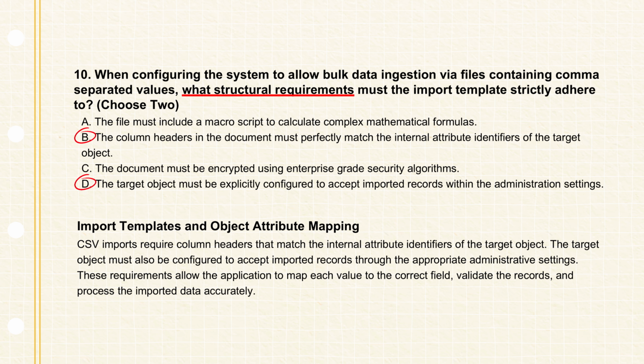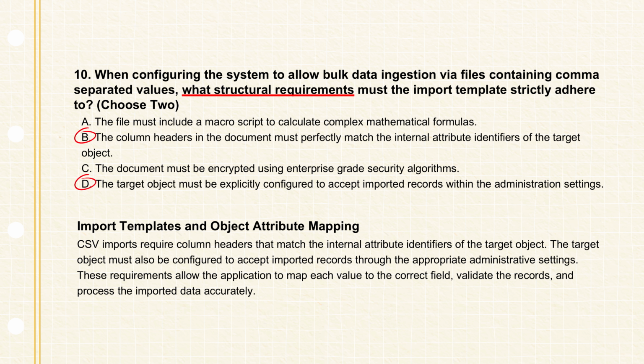The CSV columns must correspond to the internal attribute identifiers expected by the target object so the system can map imported values correctly. The target object must also be enabled for importing through the appropriate administrative configuration. Let's use a physical mailroom analogy for this to really break it down. You are dropping thousands of envelopes into the system. The first requirement, B, means the envelopes must be addressed perfectly. The CSV headers can't just be conversational names. They have to exactly match the internal database schema names, or the sorting machine just rejects them entirely.